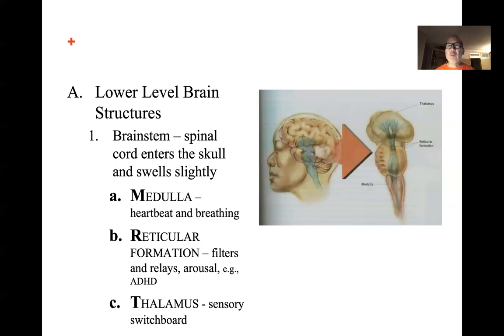So let's first start off with the lower brain structures. Here we'll first be talking about the brain stem. Now the brain stem includes the medulla, reticular formation, and the thalamus. Starting with the medulla, the medulla is involved in some basic, really important critical functions. Heart rate and breathing.